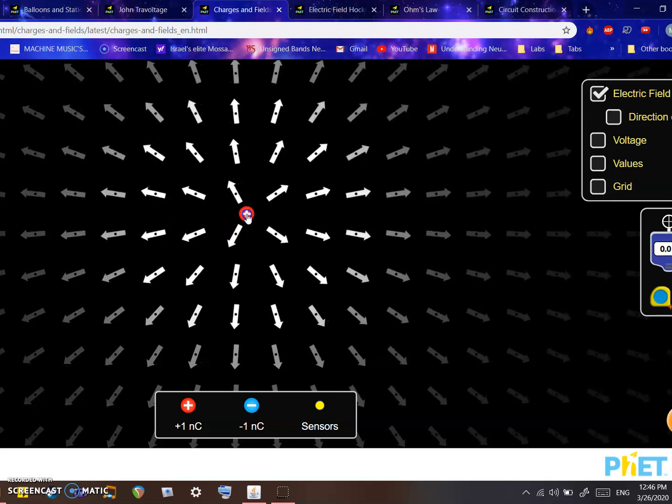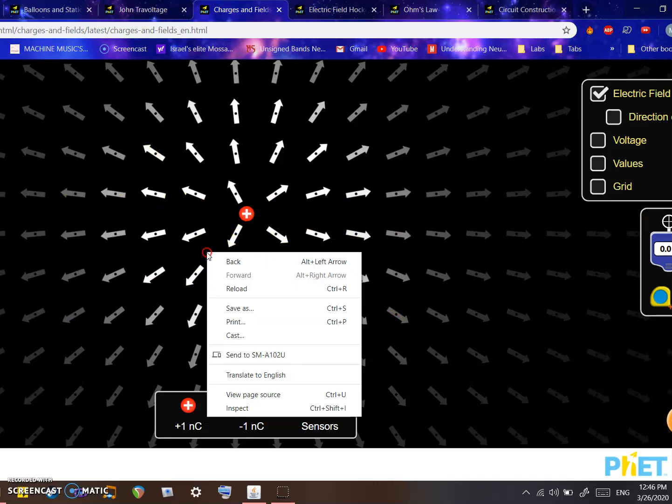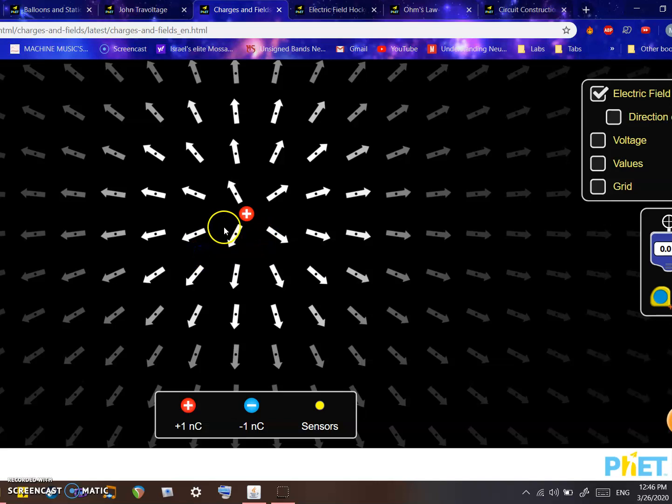And so you can imagine if I were to take a positive charge and put it right here, that positive charge is going to repel, right? We know like charges repel. So it's going to move away. It's going to follow these electric field lines. If I put a negative charge right here, then that will be attracted to the positive. It goes against the electric field lines, right?